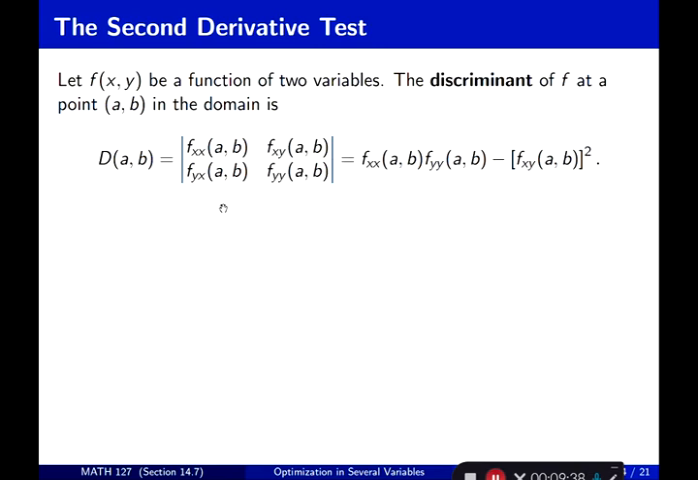The determinant of this matrix is going to be the discriminant. Again, by Clairaut's theorem, the two mixed partials are the same if the mixed partials exist and are continuous. So that makes f sub xy times f sub yx basically one of them to the power 2. And so this becomes the discriminant. Now use the discriminant to do the second derivative test.